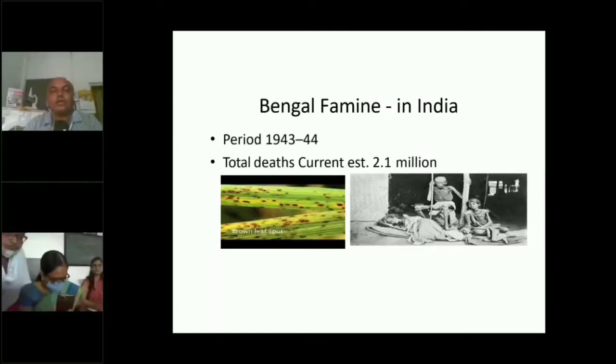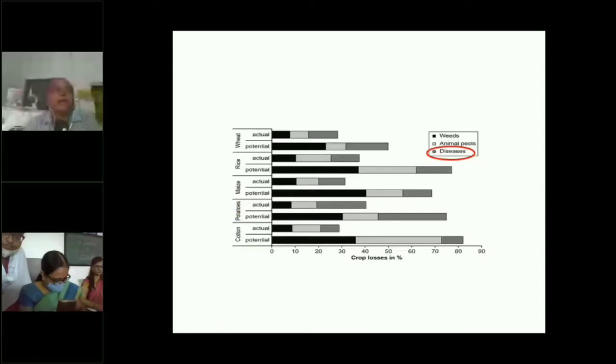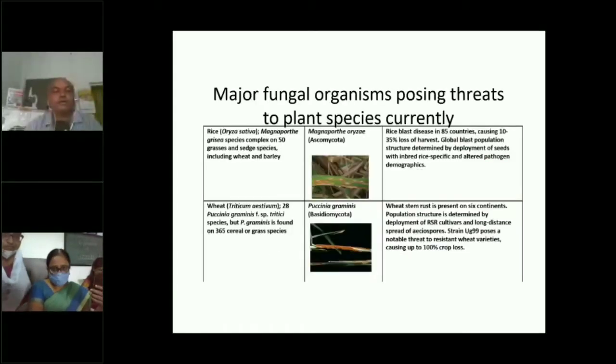Weeds and insect pests cause losses, and diseases also cause losses in plants. Around 10% losses are caused due to diseases. The major food crops of our country are wheat and rice. The major fungal organism causing a potential threat to our food security in rice is the blast disease. It has a various host range of around 50 genera and is present in nearly all 85 rice-growing countries.